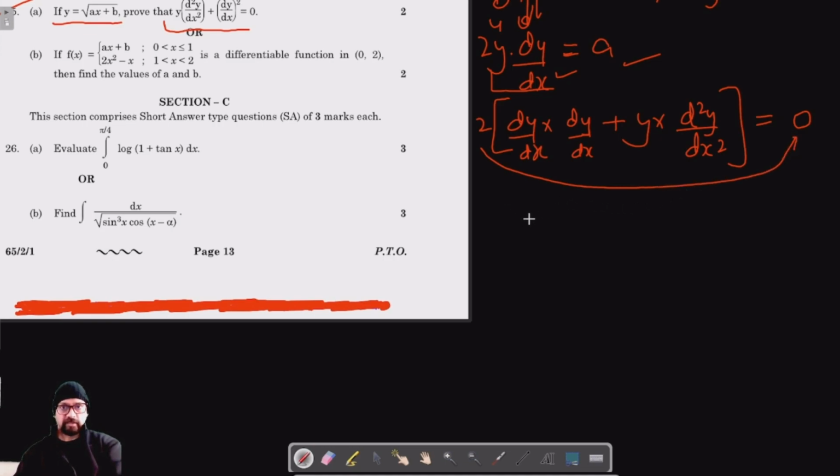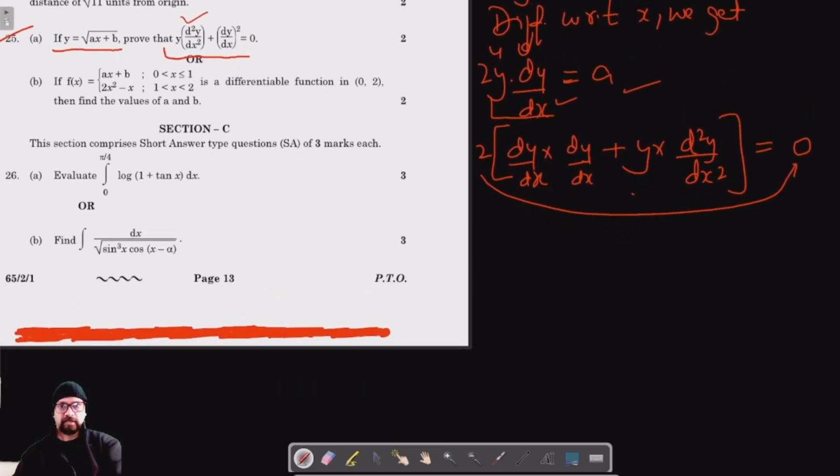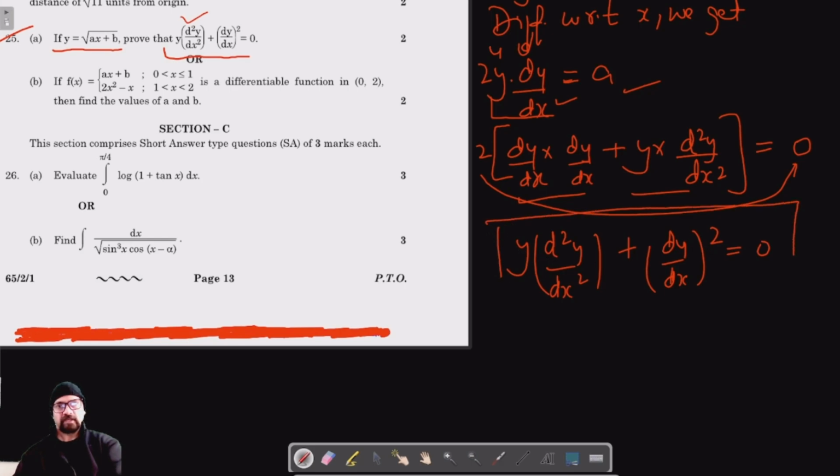Now 2 when shifted to this side is also 0. So finally, we can write it as y into the second order derivative plus the square of the first order derivative, which is equal to 0. And that's what we have to prove. So we are done with part A. Now let's move on to part 2.